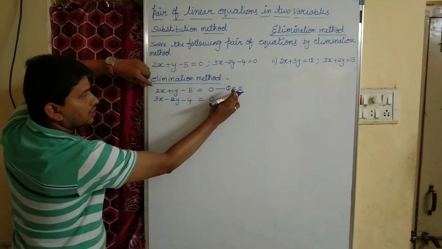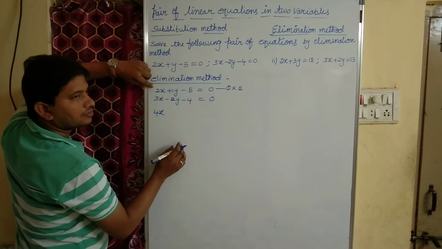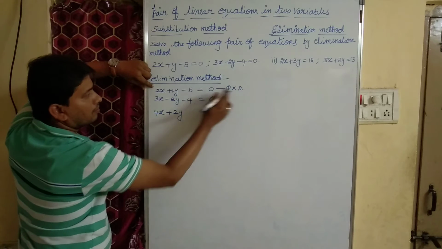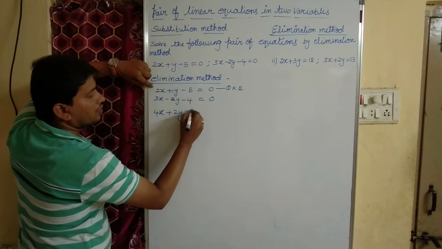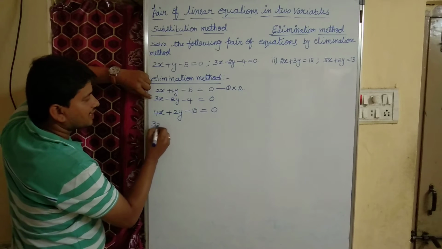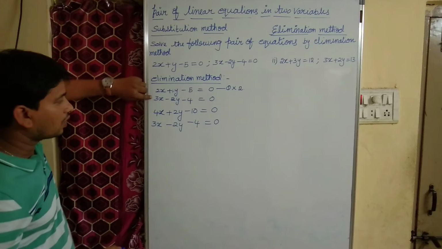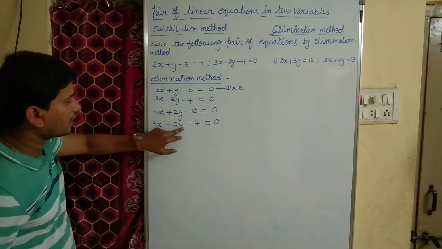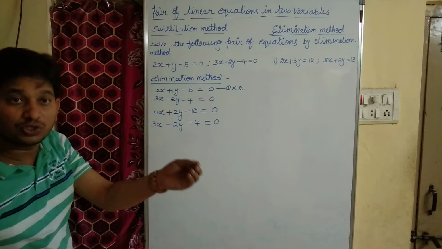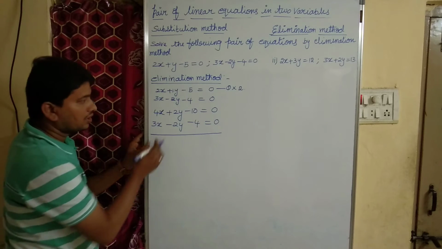Now what will happen? This 2 will be multiplied with 2x. 2 into 2x, that is 4x, plus 2 into y, that is 2y, minus 2 into 5, that is 10, equal to 0. Now coming to equation number 2, 3x - 2y - 4 = 0. Now you check, here the y coefficient is 2, here the y coefficient is 2. If the coefficients are equal, we can either add or subtract according to the situation, right? Here we have plus and minus. Let us add these two equations.